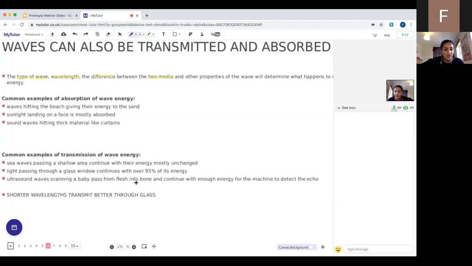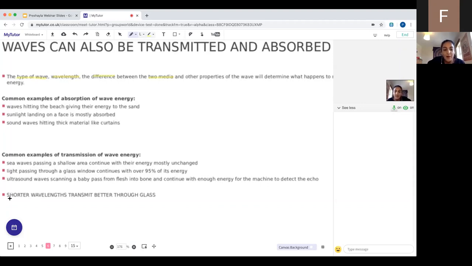I would recommend remembering these examples because you may be asked to give examples of where absorption and transmission occur in day-to-day life. So I would say just remember a few examples, have them in the back of your head, ready to pull out for when you do need to answer an exam question about absorption or transmission.